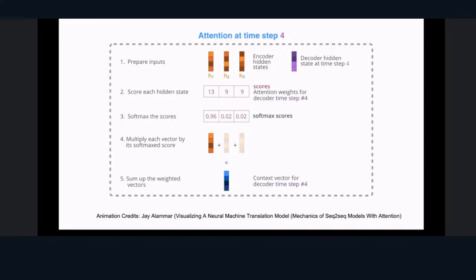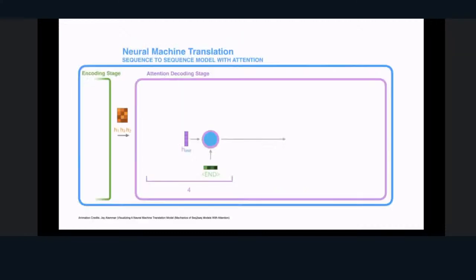Then we calculate the scores, and these go into a softmax, and each hidden state is multiplied with its softmax score to amplify the importance of those words.